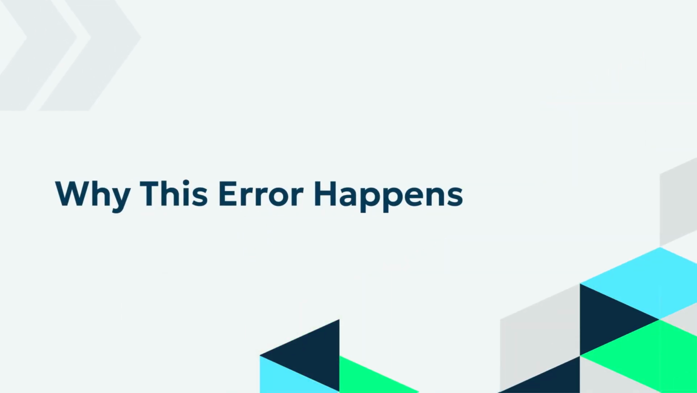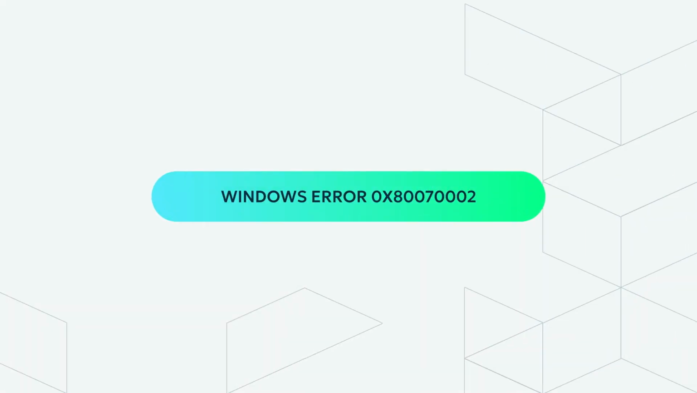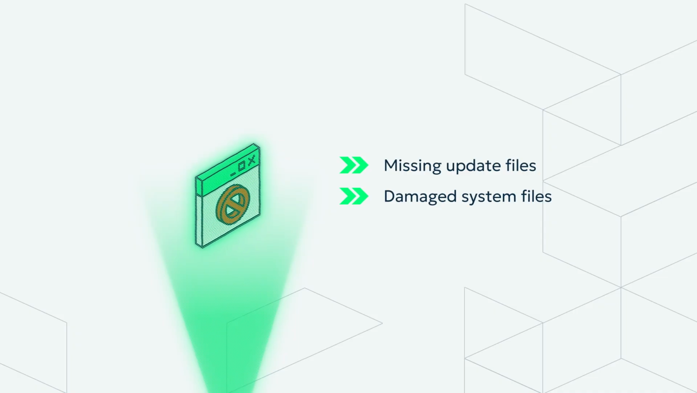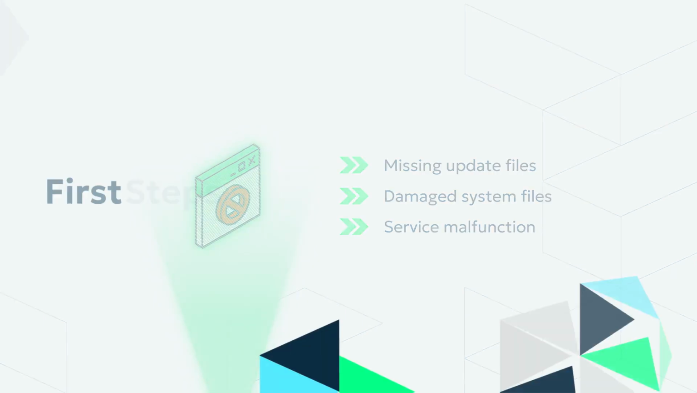Why this error happens. Error 0x80070002 is one of the most common Windows Update failures. It usually occurs when update files are missing or corrupted, when system files are damaged, or when services like Windows Update or cryptographic services malfunction. Even incorrect date and time settings can trigger this error. Fixing it is important because unresolved update failures can delay security patches and cause repeated installation attempts.